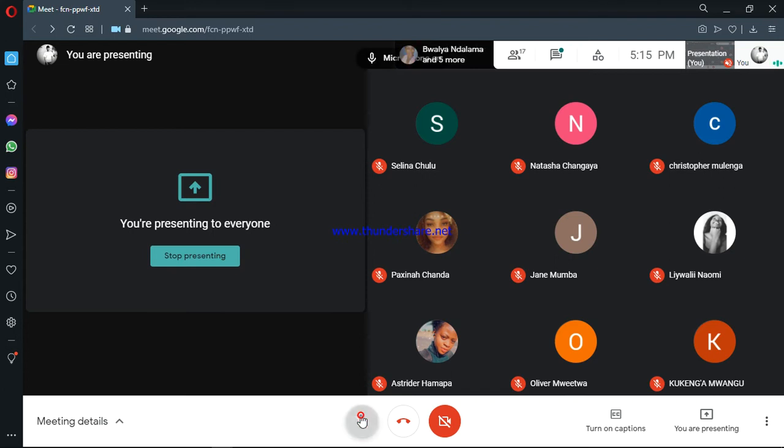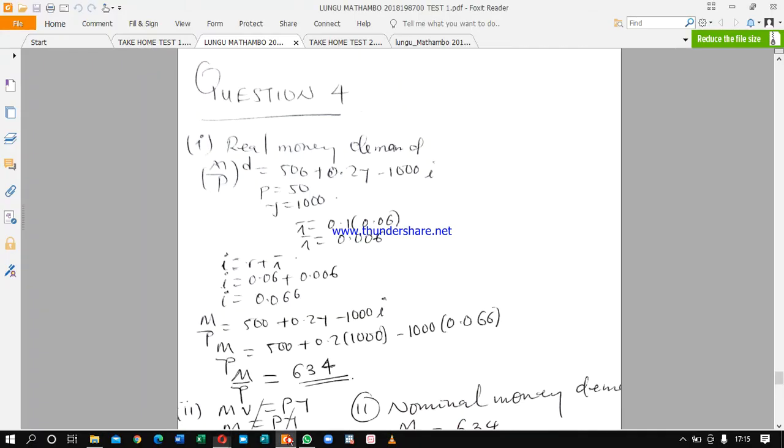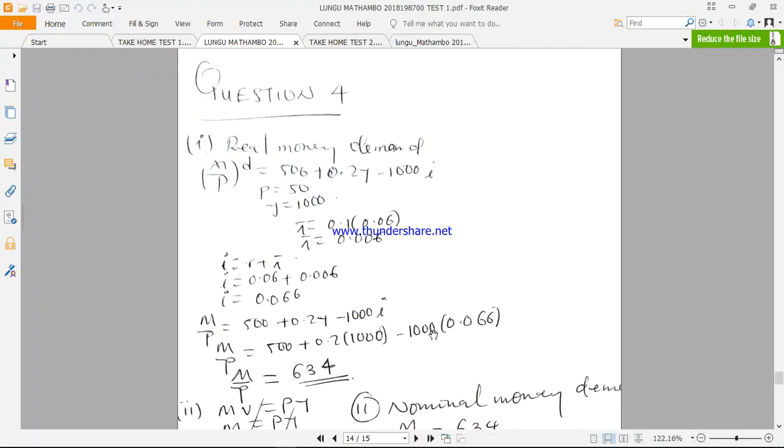Okay. All right. So let's continue. So we've got 1,000 times the nominal rate of interest, which is 0.06. So we plug in there. When you punch this into your calculator, I'm sure you're getting 634. Are we together here?